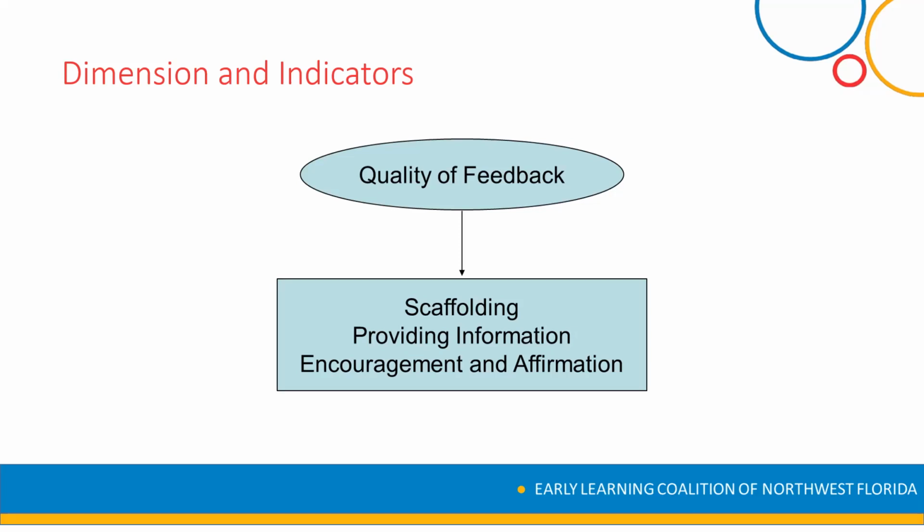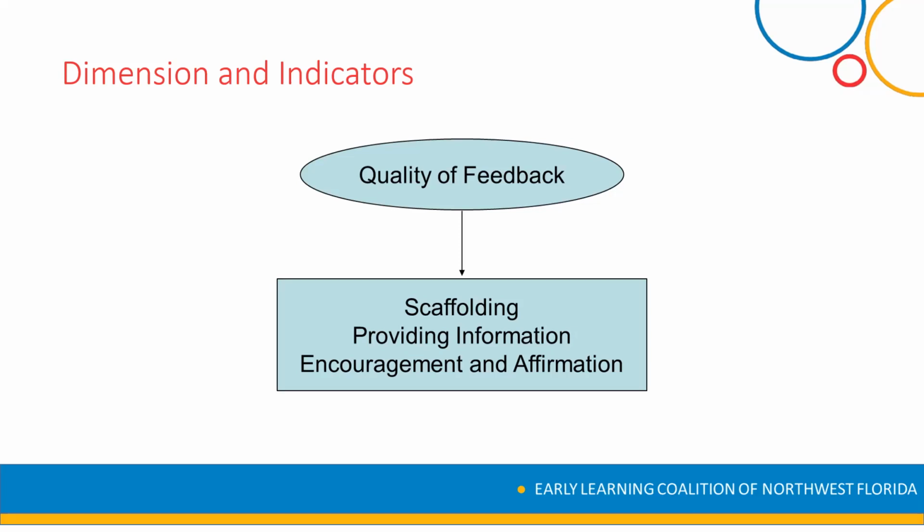Encouragement and affirmation. Please, please, please take it past good job. Children need to know what they've done that is good. If you're going to encourage a child to try a task that is hard, you have to let them know that it's difficult, but you know they can do it. They're strong. They're smart. They know how. They just got to try.